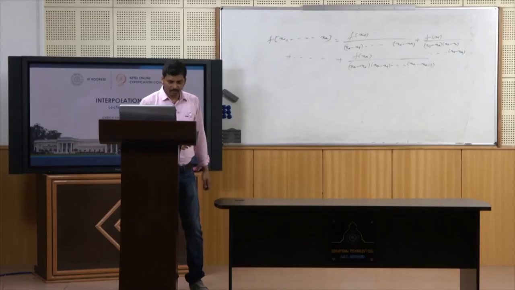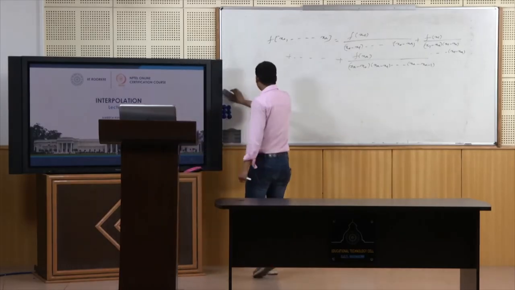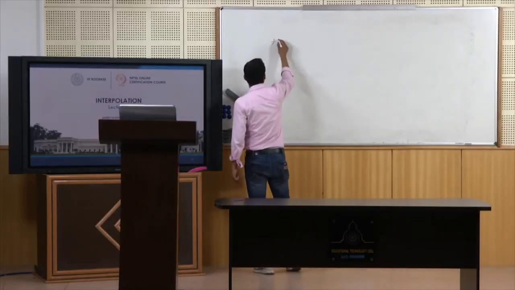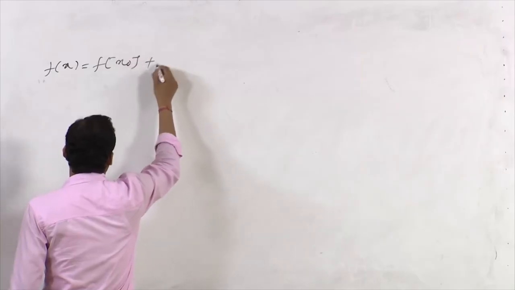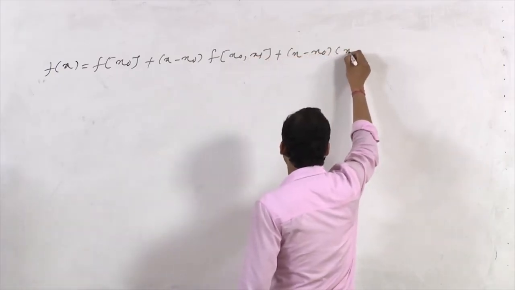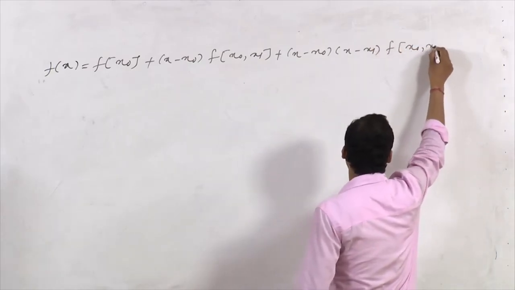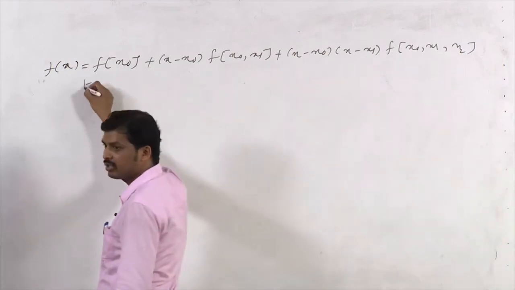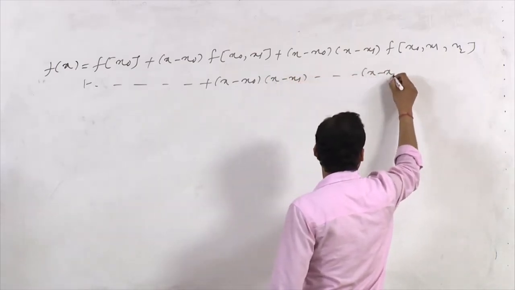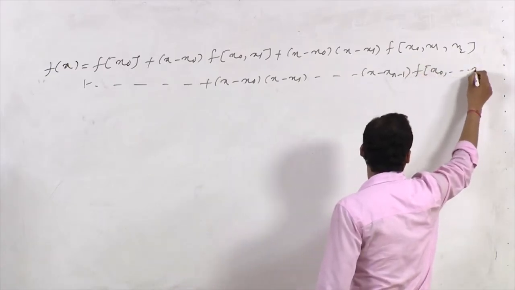So, if we want to prove this formula, that is Newton's divided difference interpolation formula, the statement is: if x0, x1 to xn are a given set of observations, and y0, y1, y2 up to yn are their corresponding values, where the function y equals f of x is given, then the interpolating polynomial is f of x equals f of x0 plus x minus x0 f of x0 x1 plus x minus x0 x minus x1 f of x0 x1 x2. So, likewise, we can write this one as x minus x0 x minus x1 to x minus x(n minus 1) f of x0 to xn here.